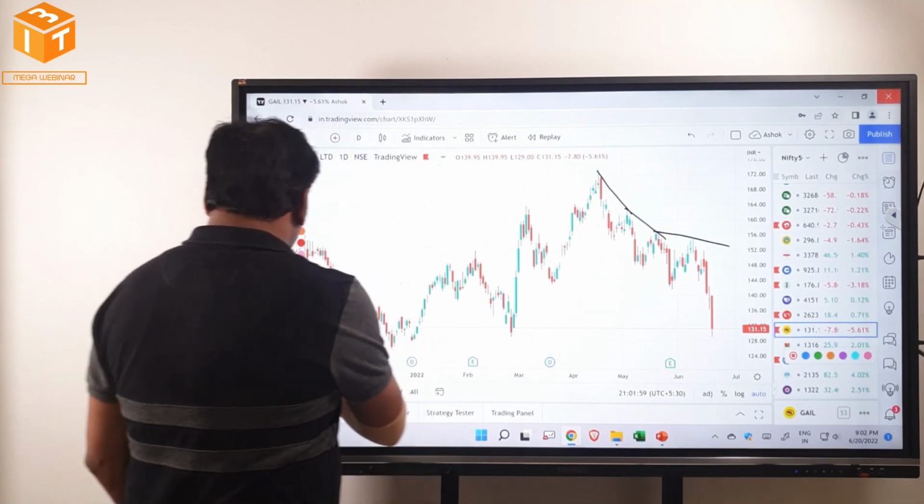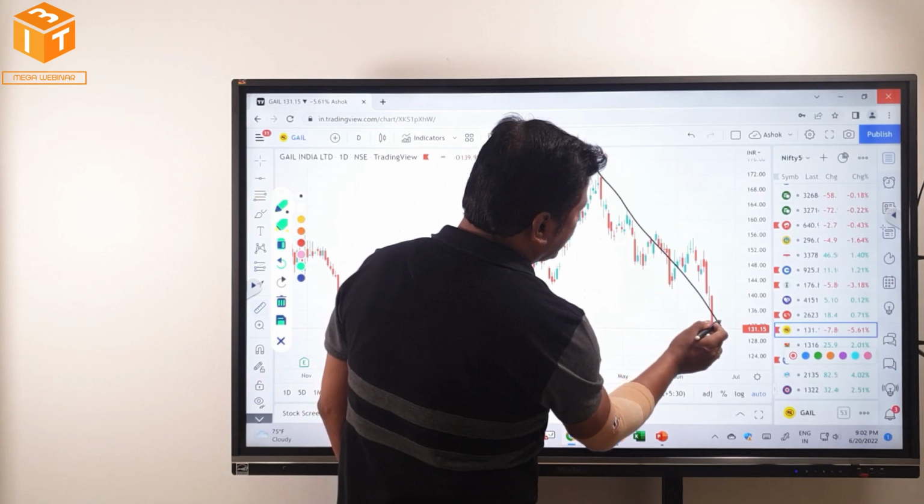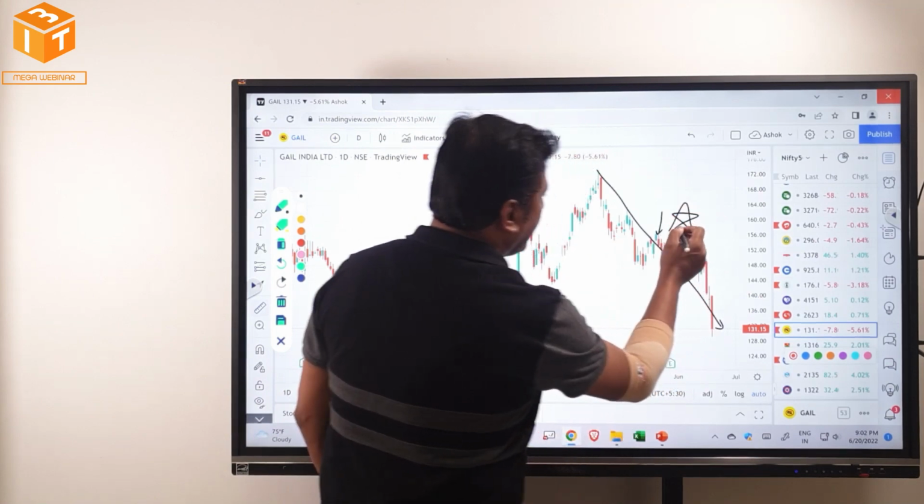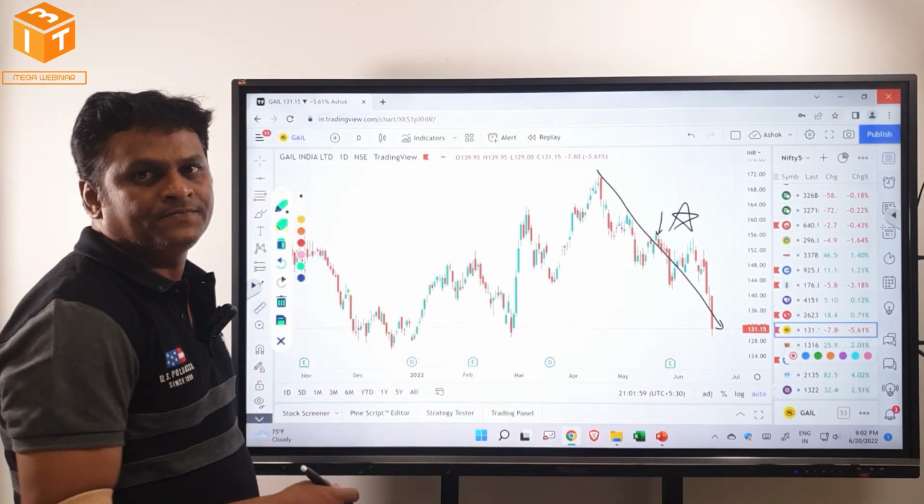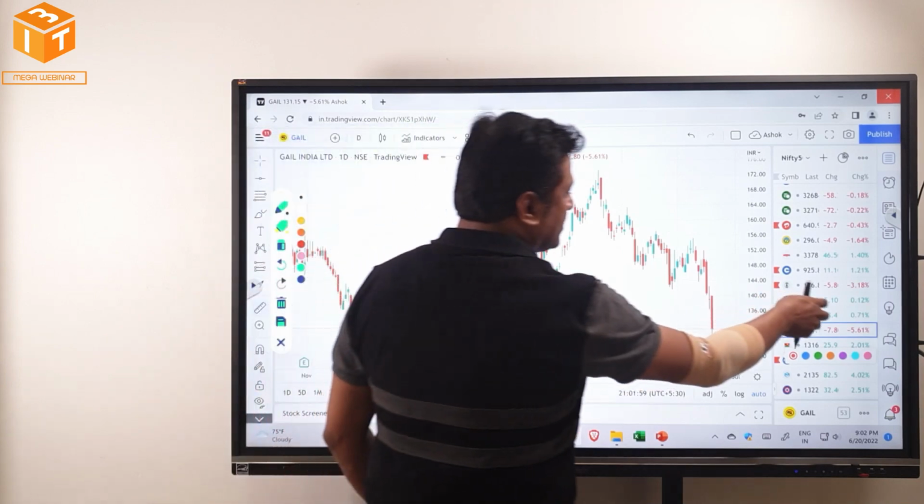Okay, you might ask me, Ashok, why can't I draw a trend line like this? You can draw a trend line like this, but this candle, this beautiful candle engulfed the trend line. Is that fair? Fine. Let's get into some more examples.